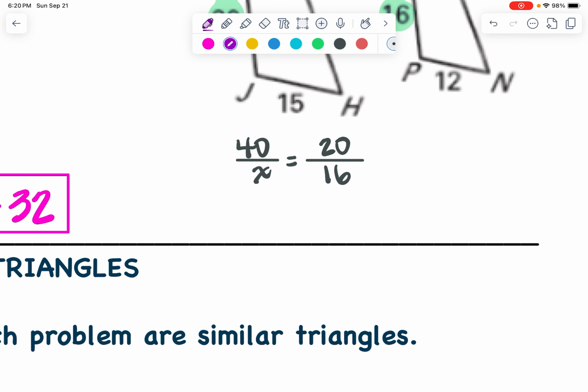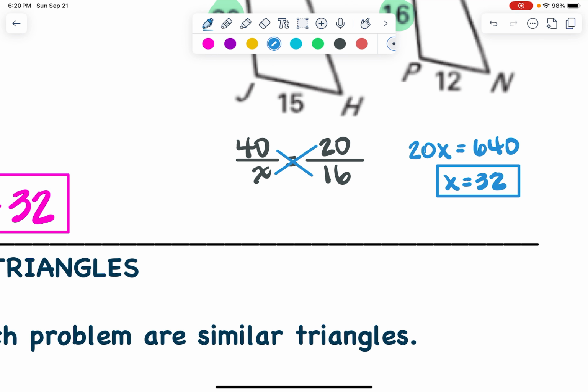So I'm going to do a quick little cross multiply and solve here. That's going to give us 20x equals 40 times 16. This gives us 640. And obviously when we divide by 20, we are going to get 32, which makes sense, because 40 is double 20, so our missing side should be double the 16.